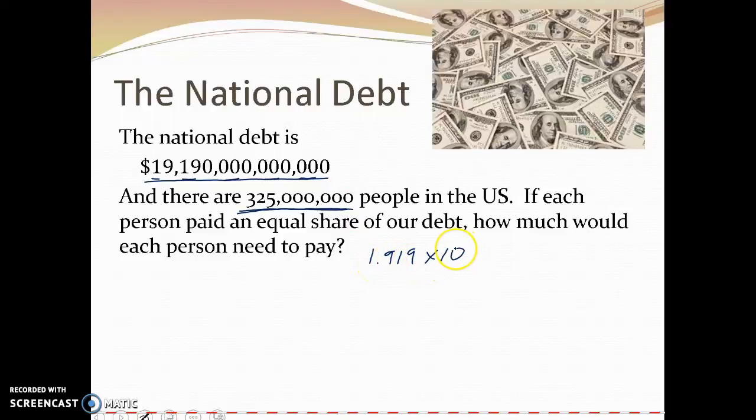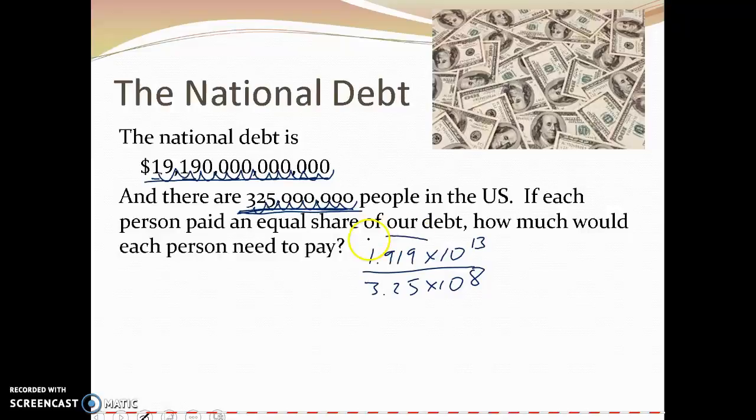The national debt is 1.919 times 10 to a power. That would mean the decimal has to be here, and we'd have to move it 1, 2, 3, 4, 5, 6, 7, 8, 9, 10, 11, 12, 13 spaces to the right. So there's our national debt, 1.919 times 10 to the 13th, and we're going to divide that by the number of people, which is 3.25 times 10 to a power. If I put the decimal here, it's going to be 1, 2, 3, 4, 5, 6, 7, 8 spaces to the right. And so we're just going to take the amount of money that we owe as a country divided by the number of people in our country.